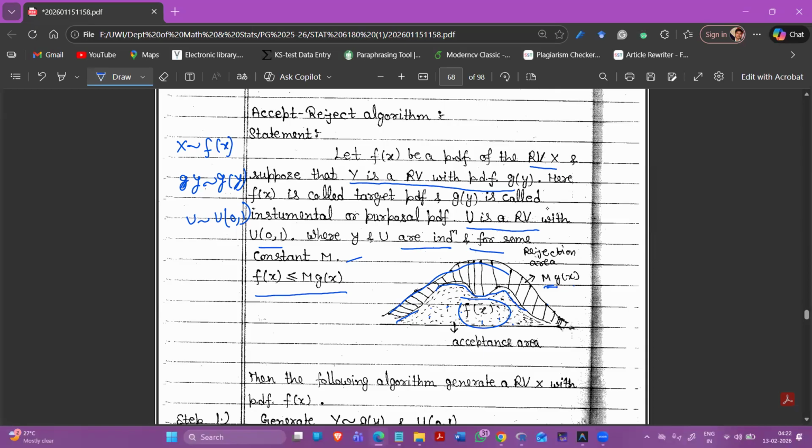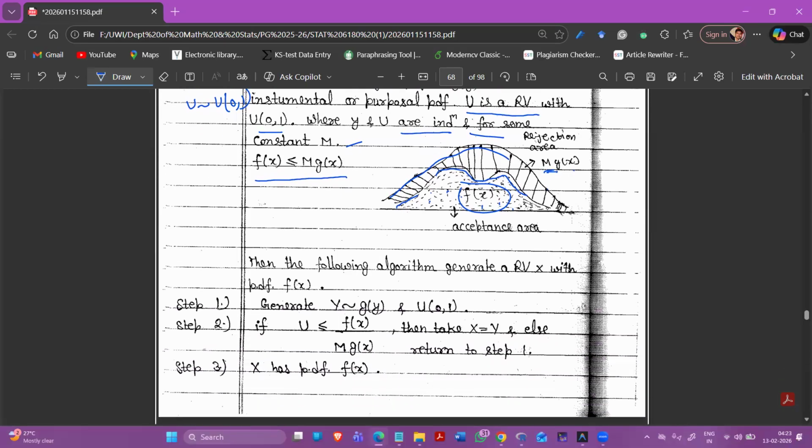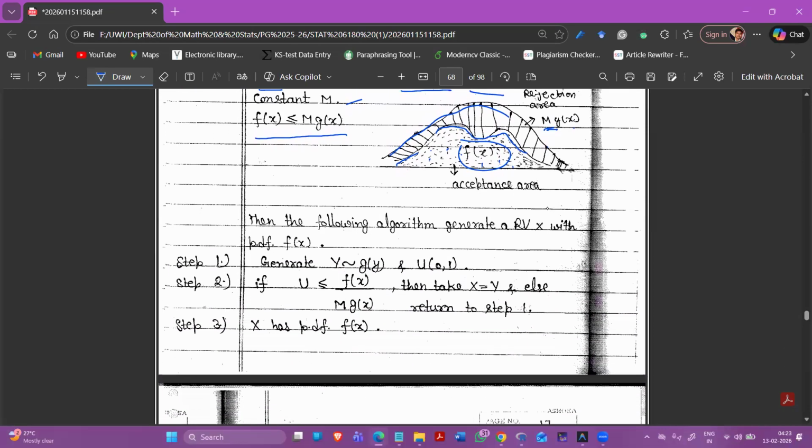Okay, if you have any proposal density g(x) that is going to cover the complete density function of f(x), then you can use g(y) to generate the values of x. How will you use that? In that we have three steps of the algorithm.